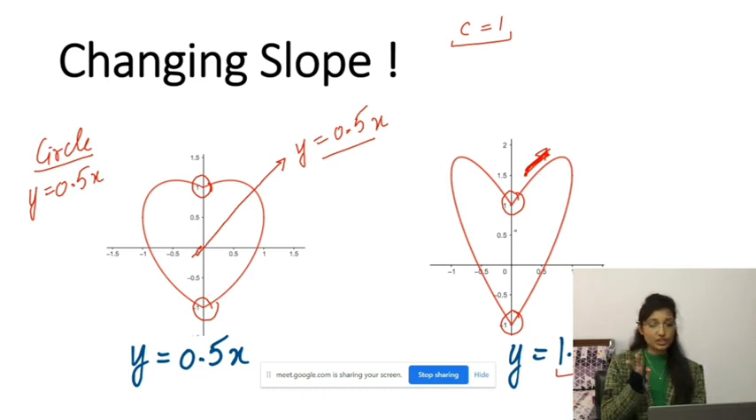Now these were our two hearts using different slopes. Now, is there anything else? Why do we only use the line y is equal to cx? Could we use anything else? Let's see.